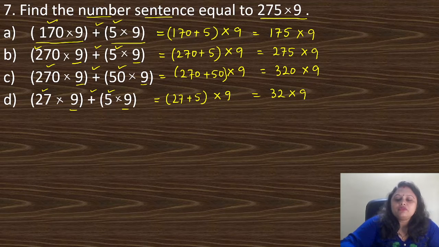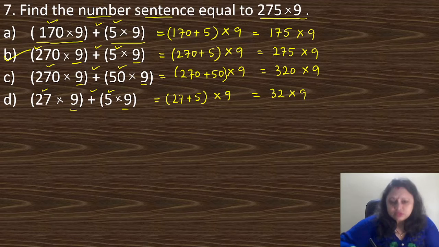Now we have to find out 275 into 9. Where is it present? It is present in option B. Okay, got it? Is everyone understanding? Okay, let's move to the next question.